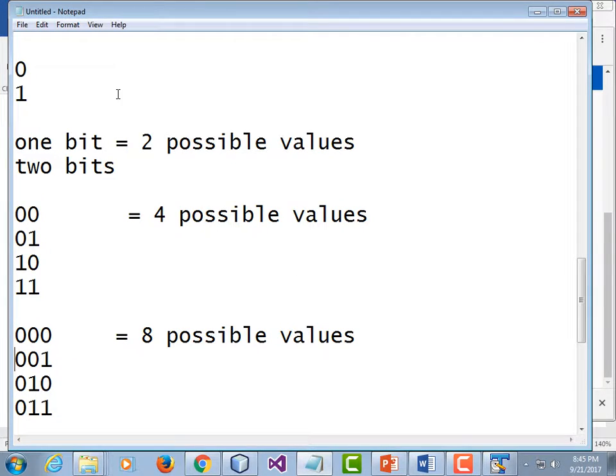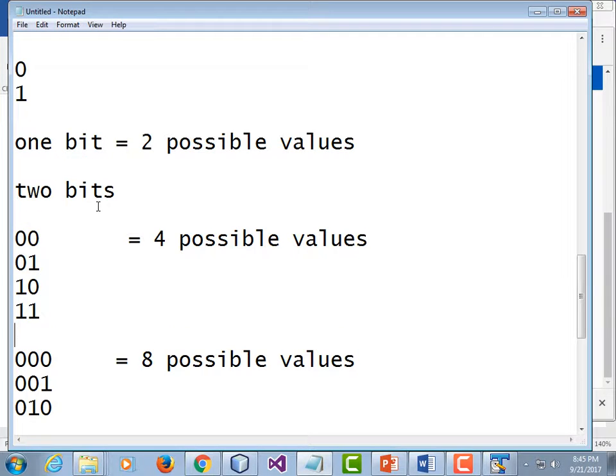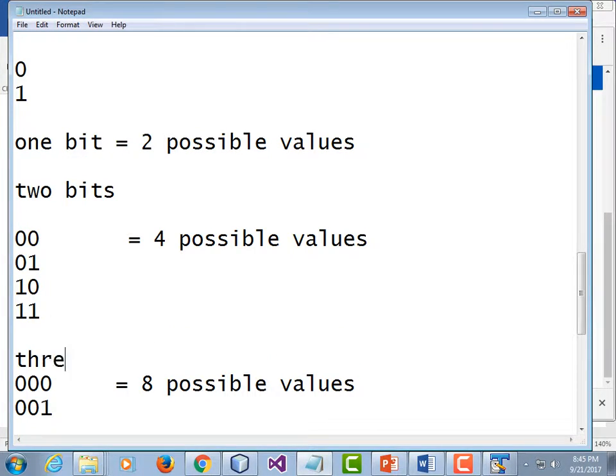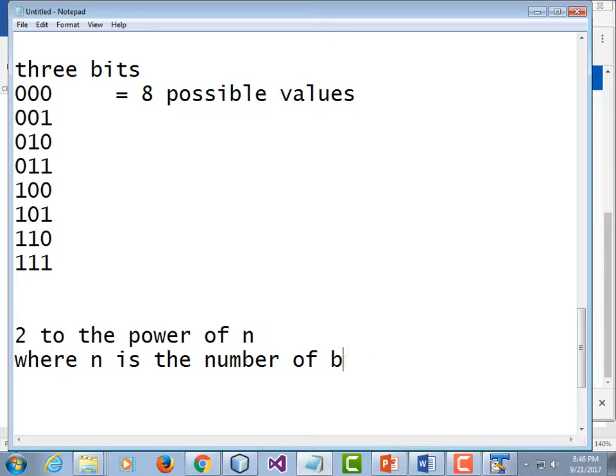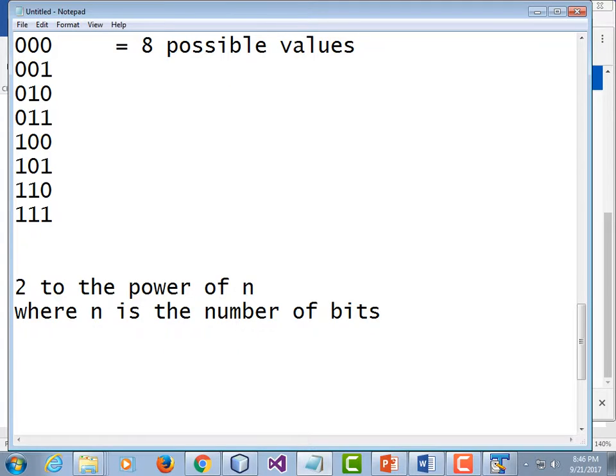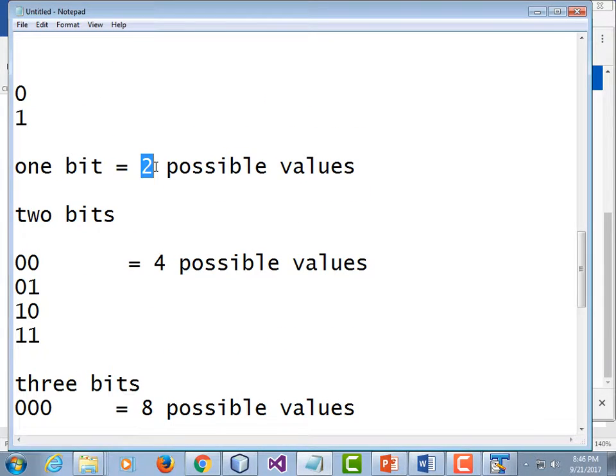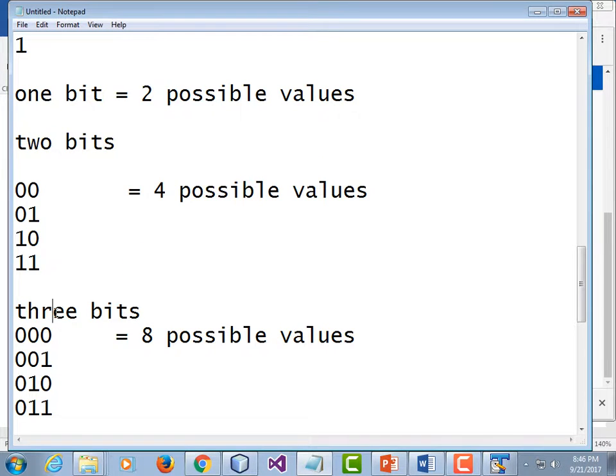There is a relationship between how many bits you have and the number of possible values you have. It's actually a mathematical relationship. 2 to the power of n, where n is the number of bits you can dedicate to it. So 2 to the power of 1 is 2. 2 to the power of 2 is 4. 2 to the power of 3 is 8.